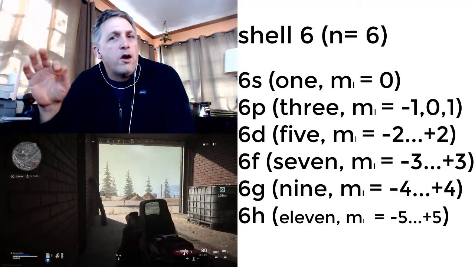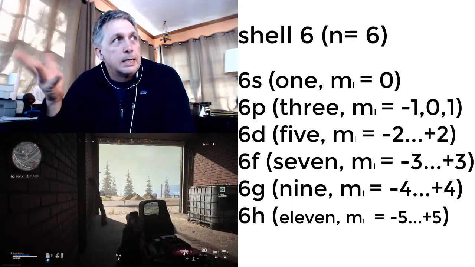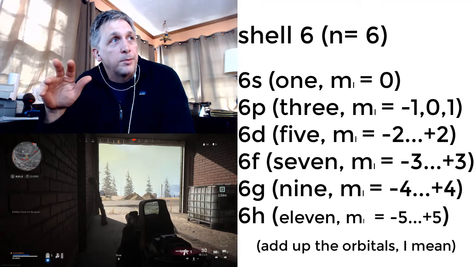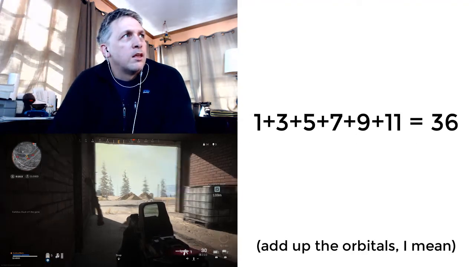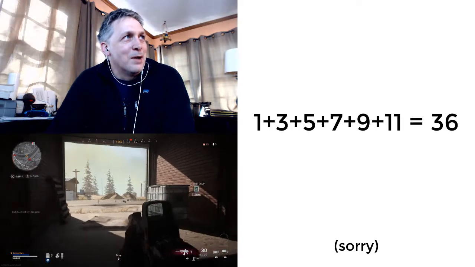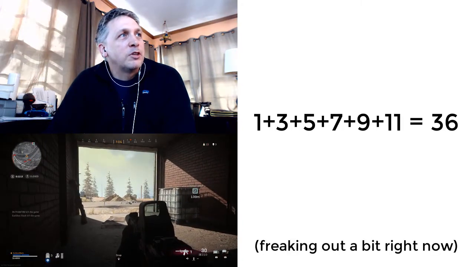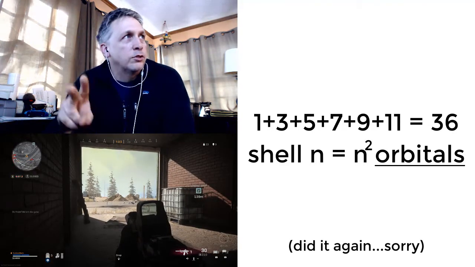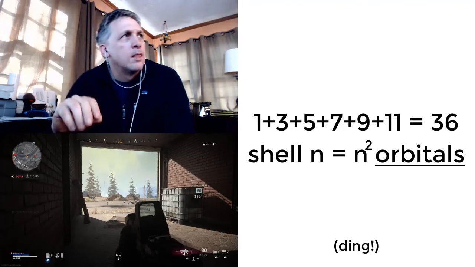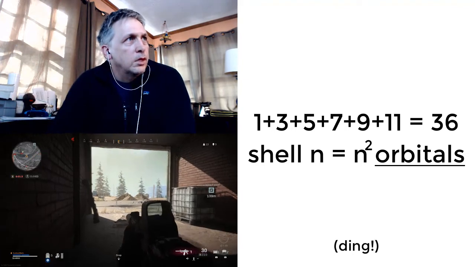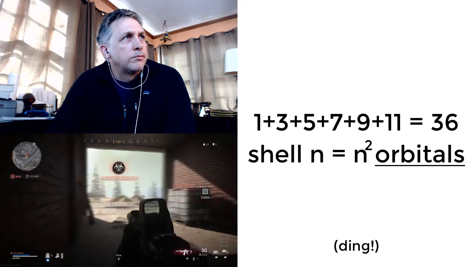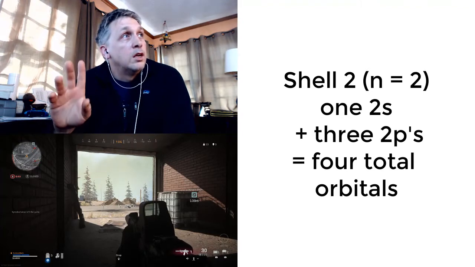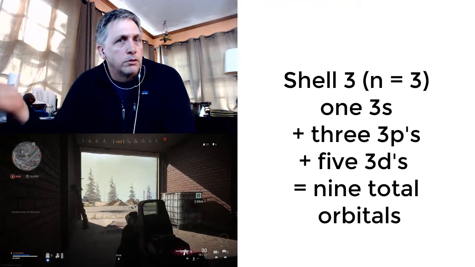And here's another little trend for you. As you add all of those orbitals up, they should add up to 36. Because whatever n you're talking about, you have a total of n squared orbitals. Again, shell 1 only has 1. Shell 1 has a total of 1 orbital. Shell 2 has a total of 4 orbitals. Shell 3 has a total of 9, and so on.